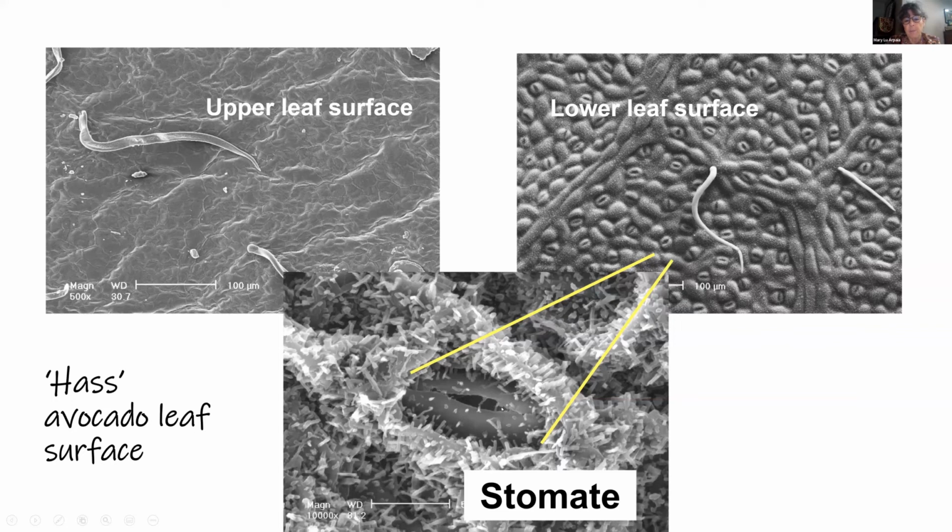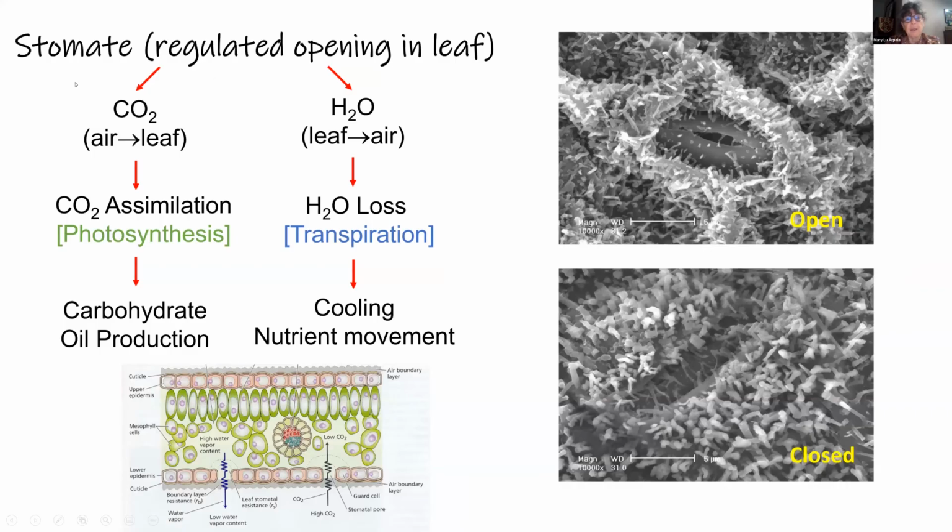You can see that that pore is open, and that means it's releasing water vapor into the air, and it's taking in carbon dioxide into the plant as part of the process of photosynthesis. So if we think about it, the stomate has regulated opening. It takes carbon dioxide from the air, moves it into the leaf, where it is assimilated through the process of photosynthesis, and it produces carbohydrates and ultimately oil in the fruit.